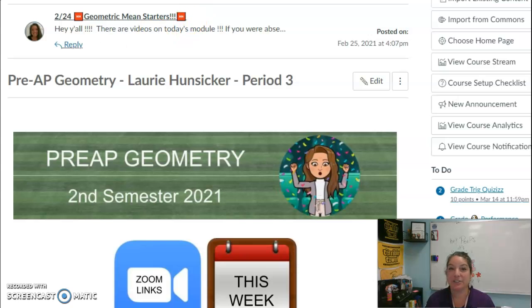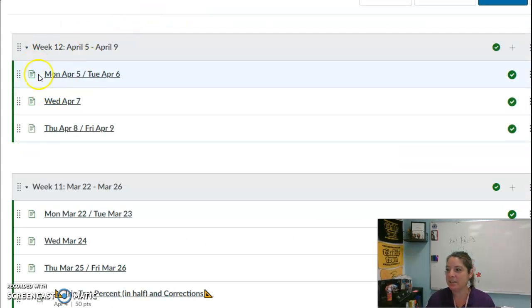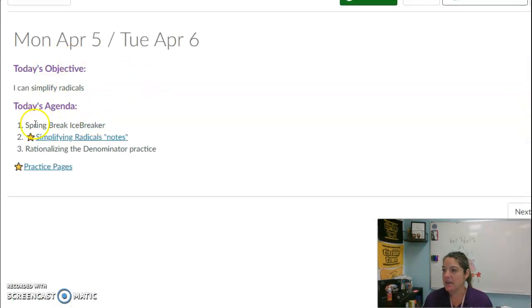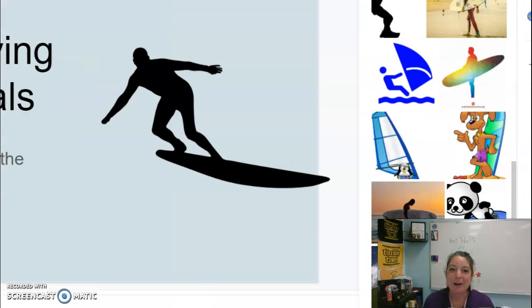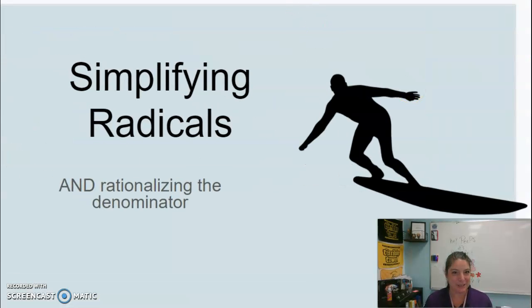So in Canvas, your favorite place, right? If you go into those modules, you'll see this under today's date. So Monday, April 5th, or Tuesday, April 6th. But this is the Simplifying Radicals notes. This is what I'm actually going to go over with you right now. And so again, this will be the easiest 10 points ever, okay? When you click on it, it's going to ask you to put it into a new window, but this is what should pop up, okay?